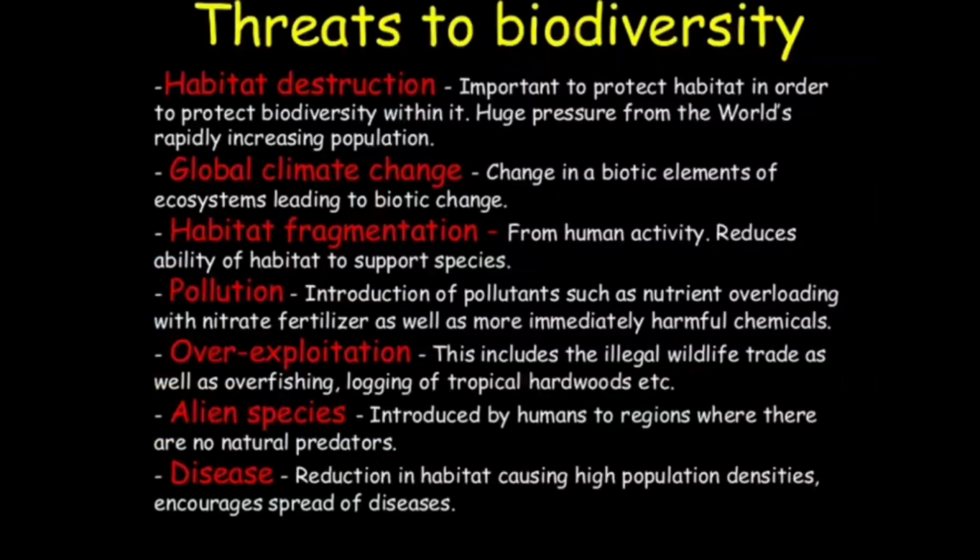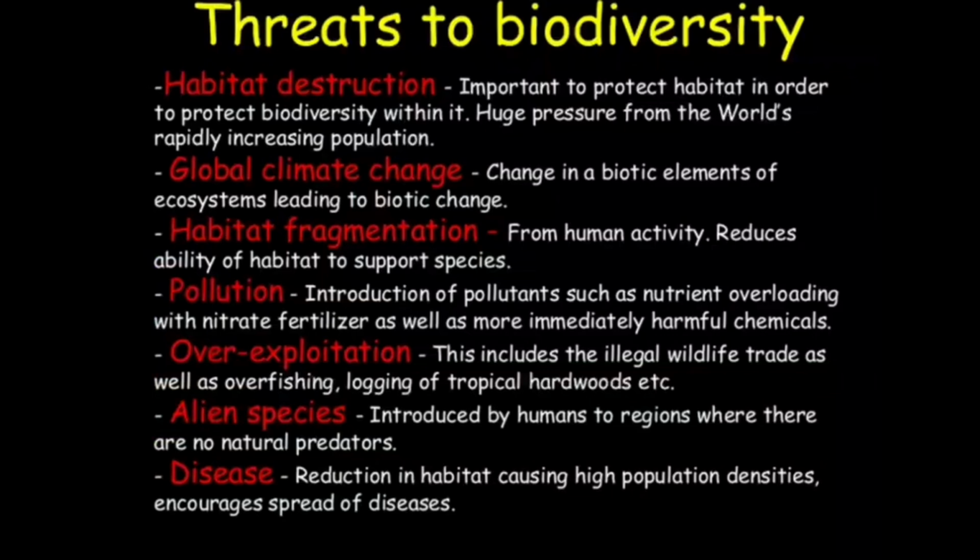Global climate change. The earth has been every year showing the increase in the temperature. So it is causing the greenhouse effect and it leads to the extinction of the species. Habitat fragmentation. Due to human activity, it leads to the destruction of the habitat and the extinction of the species.